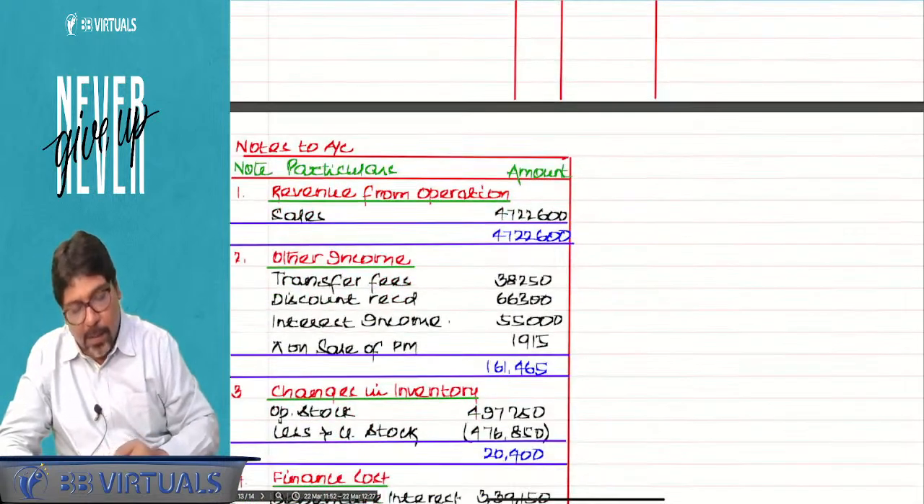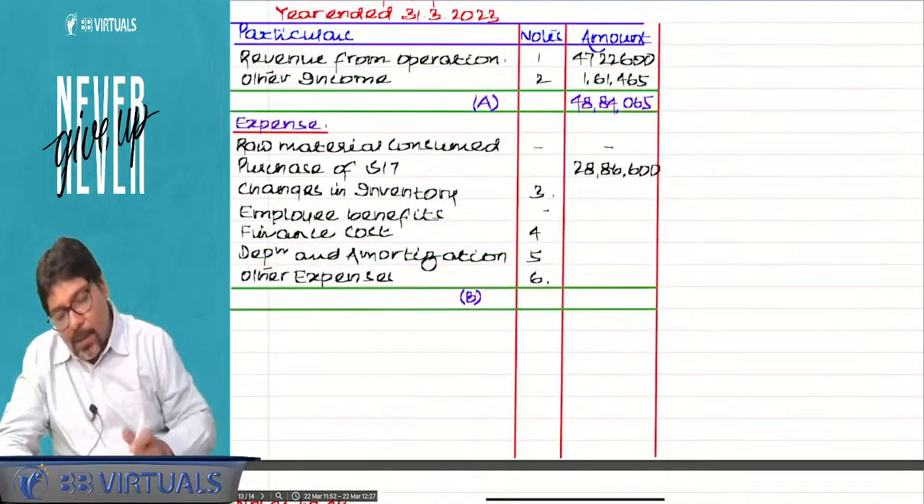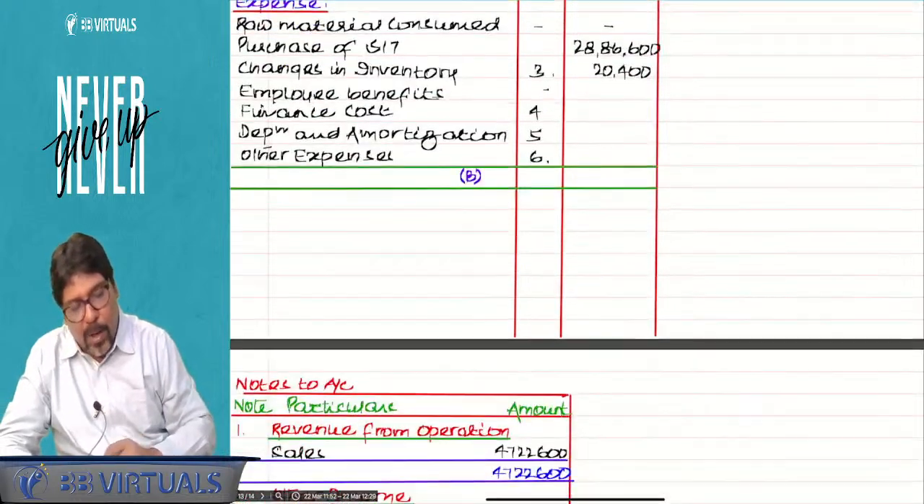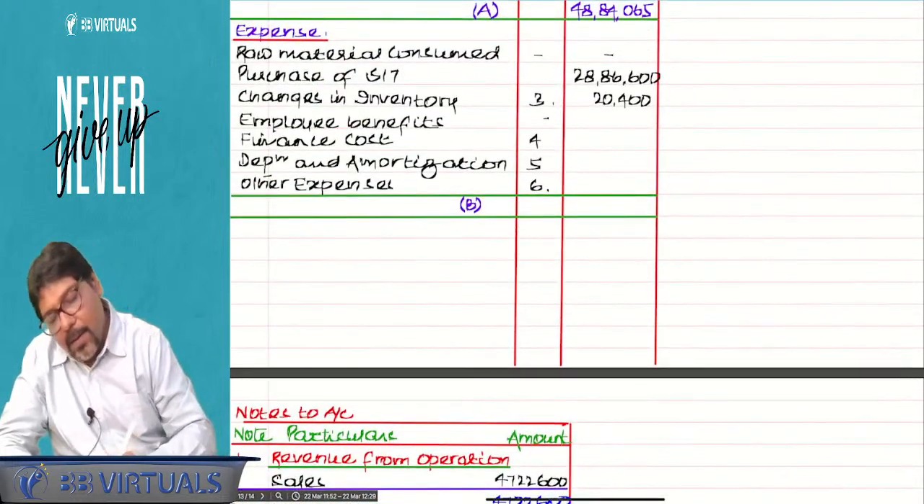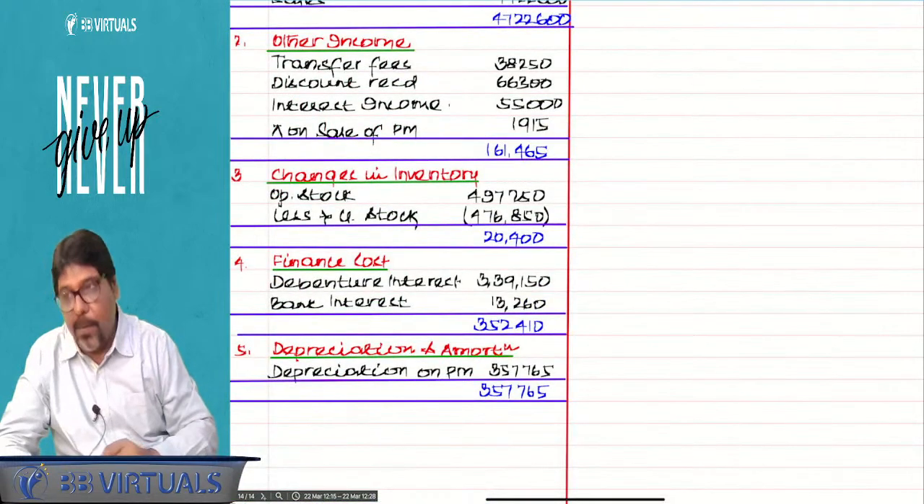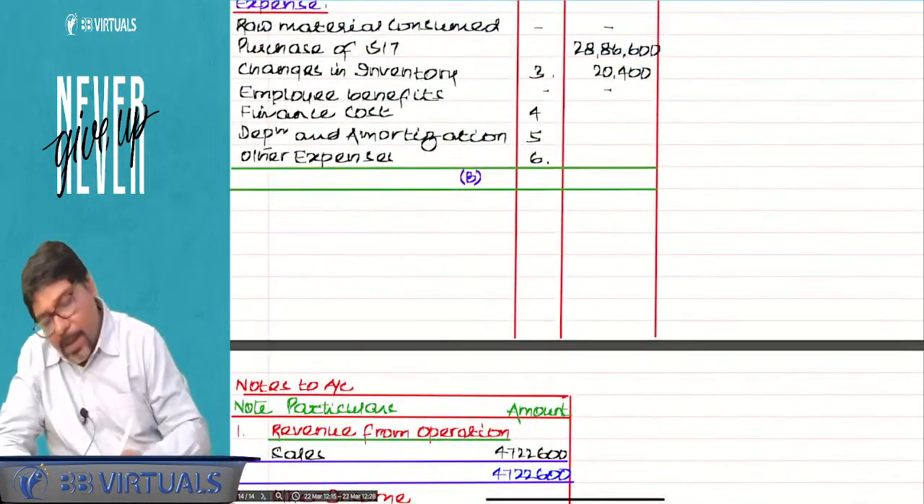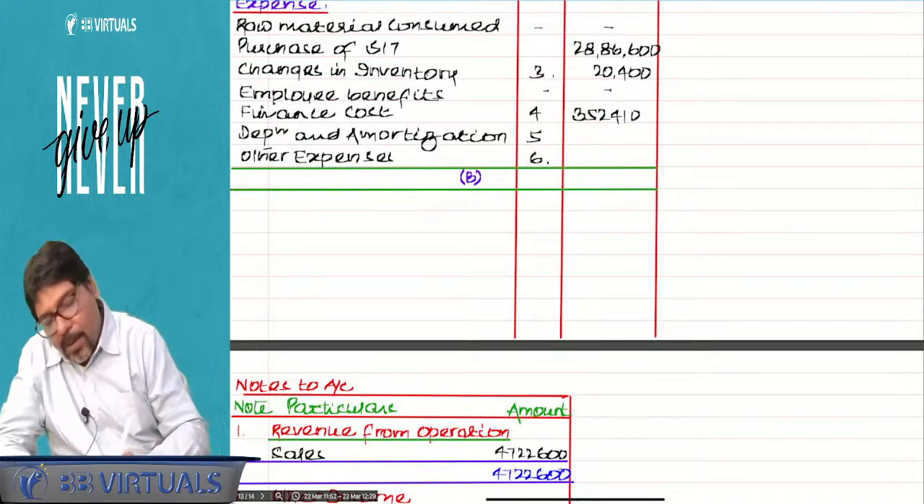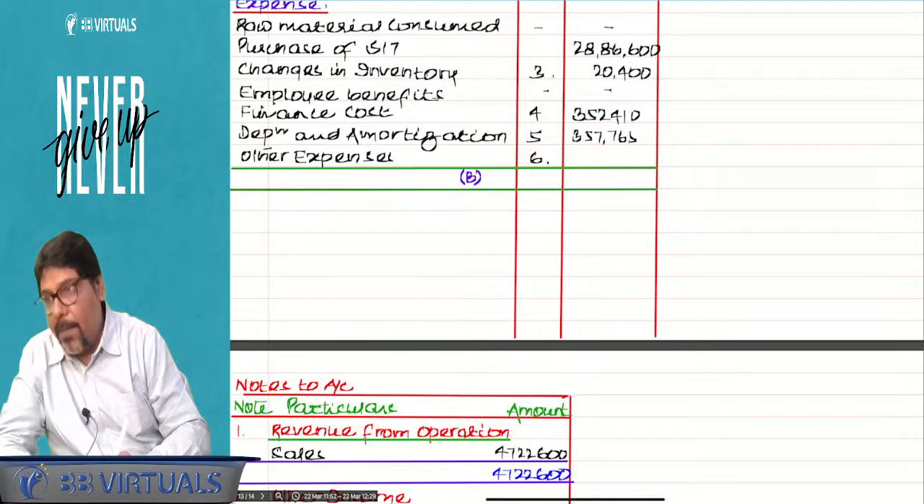Changes in inventory, what will I write? 20,400. And then employee benefits is nothing. And then finance cost is 352,410. And depreciation and amortization is 357,765.